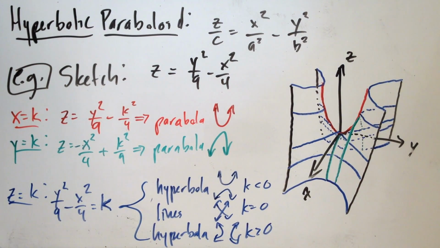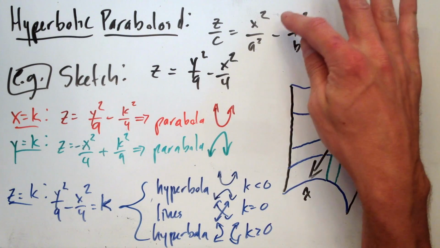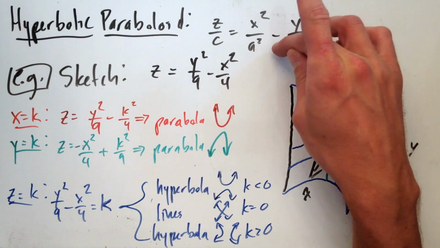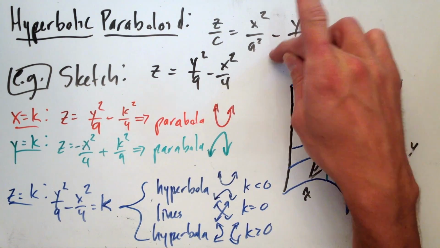Okay, so now let's talk about hyperbolic paraboloids. We had elliptic paraboloids, now we've got hyperbolic paraboloids. And these look like z over c is equal to x squared over a squared minus y squared over b squared. So the difference here is that instead of having a plus, we have a minus.